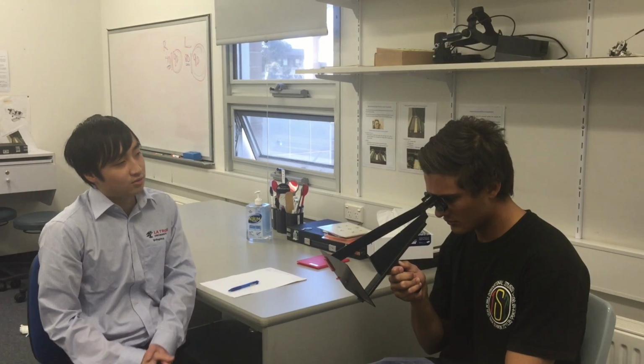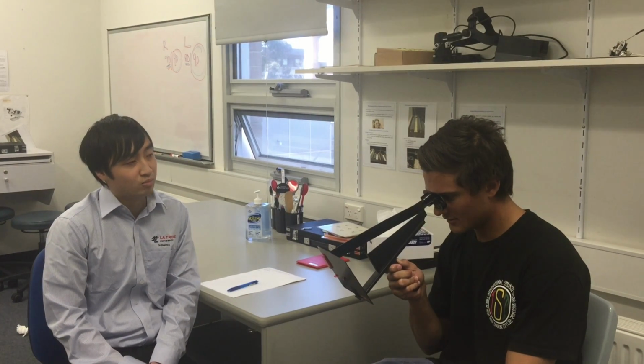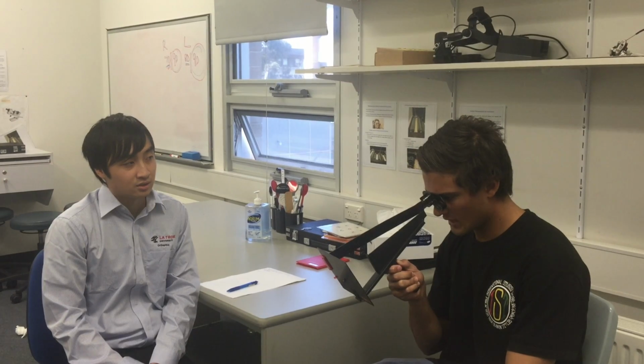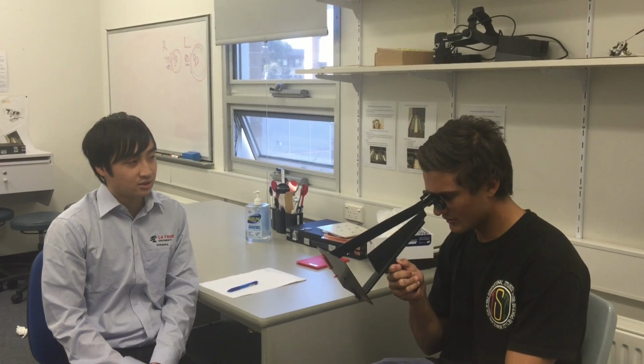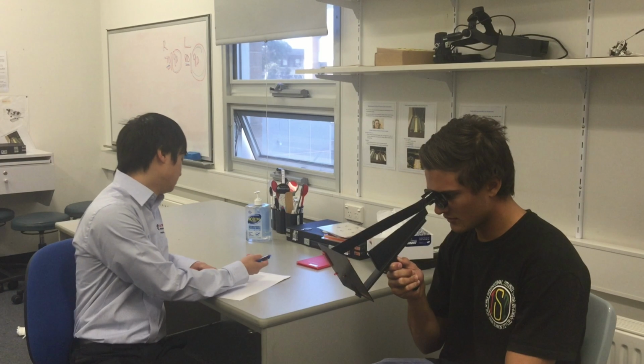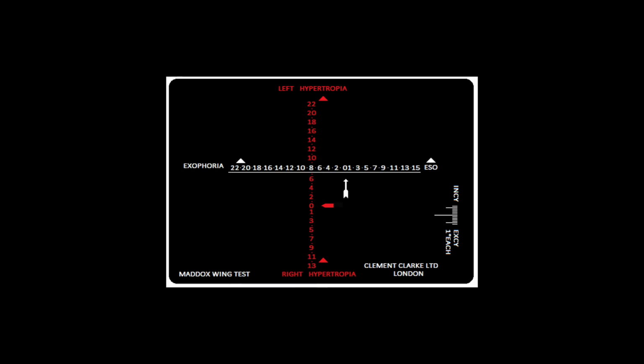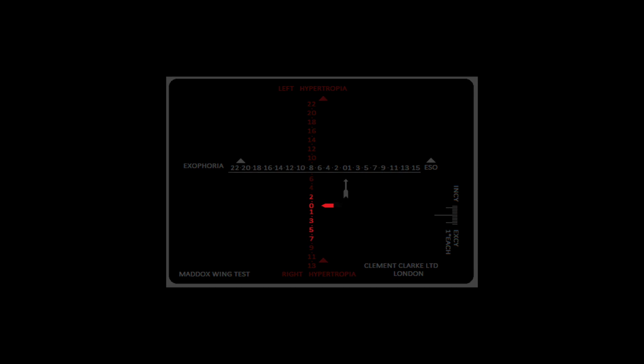Okay, and now do you see the red arrow? Yes. What number is that pointing to? It's pointing to the 0. To the 0? It's on 0? Yes. Constantly 0. Good. The horizontal red arrow on the red axis scale measures for vertical deviations. Odd numbers represent right hyperdeviations and even numbers represent left hyperdeviations. There is only one 0 on the measurement board, so it's not necessary to indicate if the arrow is pointing to the exact number or if it's in between two numbers.